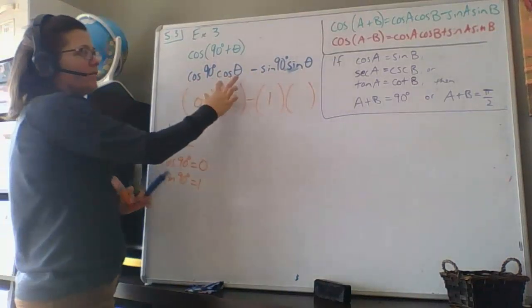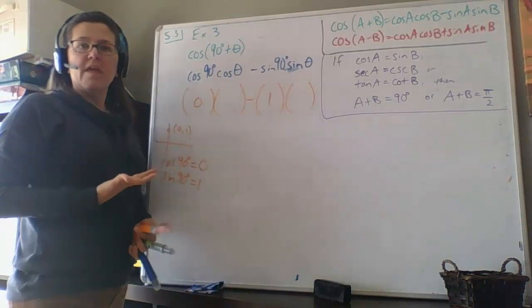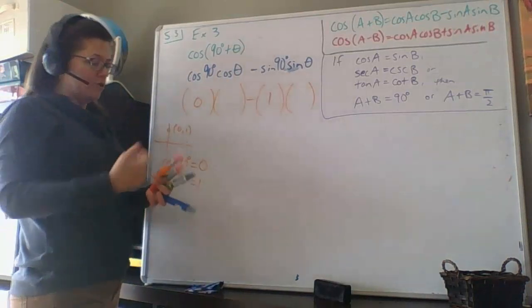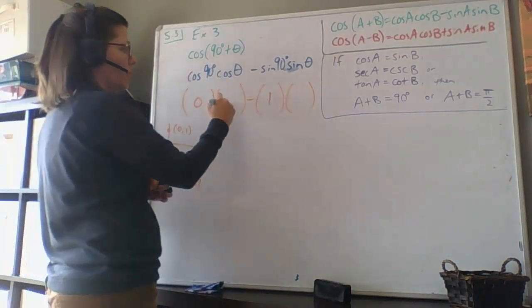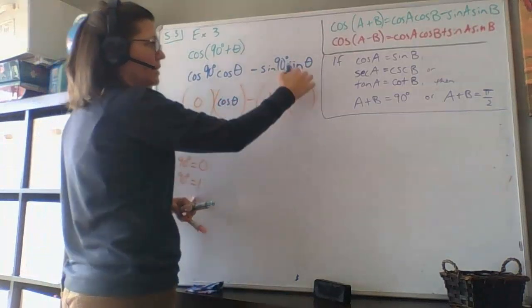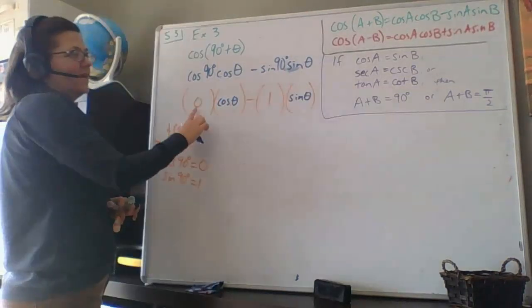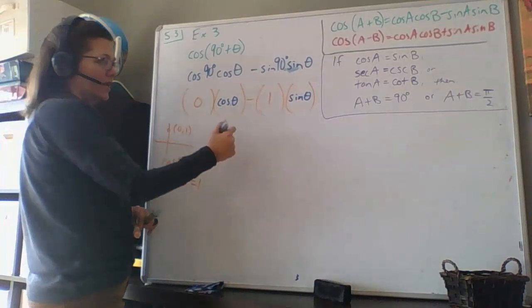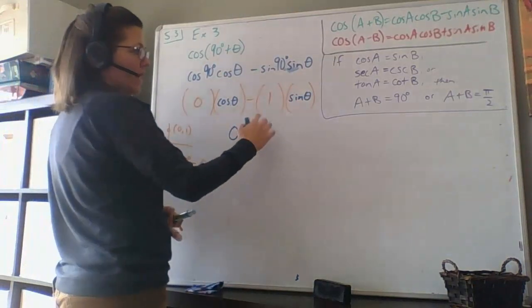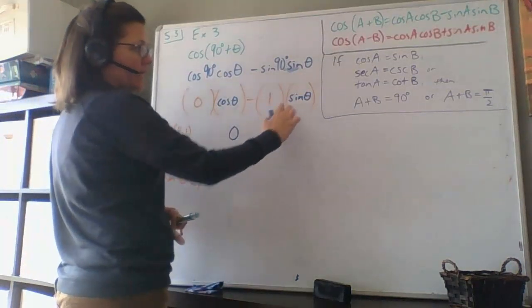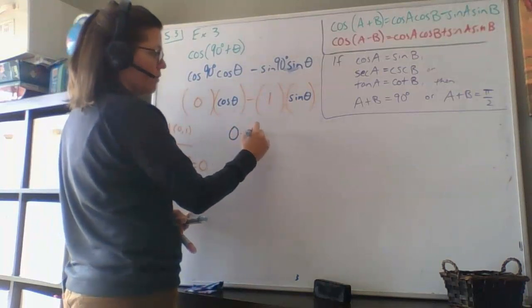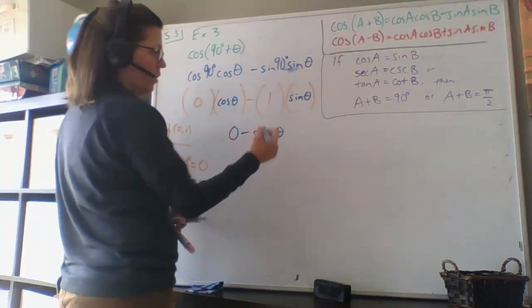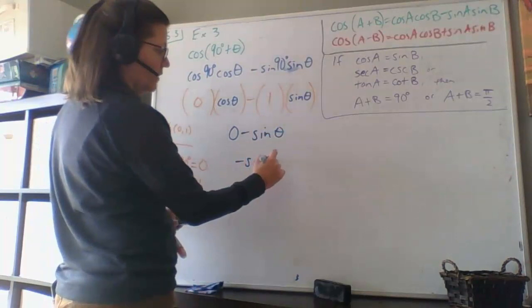And here I have cosine theta. I don't know what theta is, so I will just go ahead and bring that quantity down. Cosine theta, same for sine theta. Now 0 times cosine is just 0, and then 1 times sine is just sine. So I get 0 minus sine of theta, or negative sine theta.